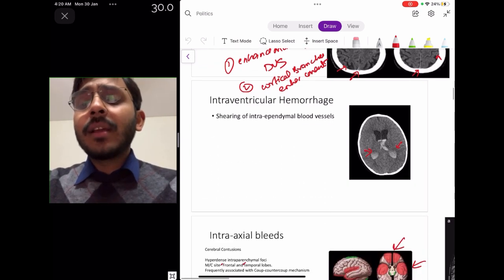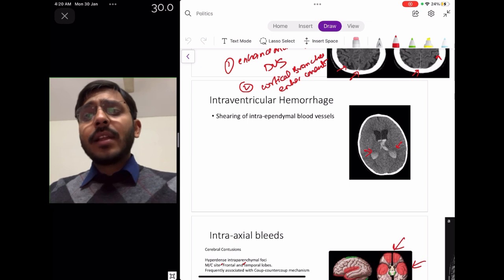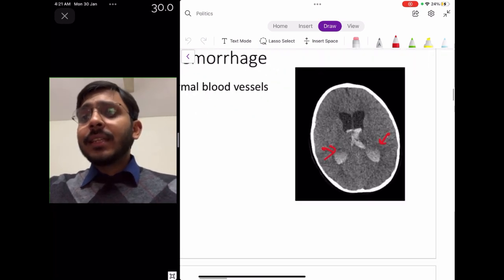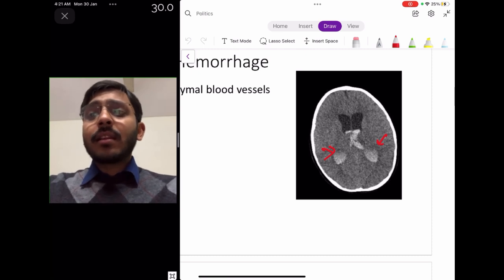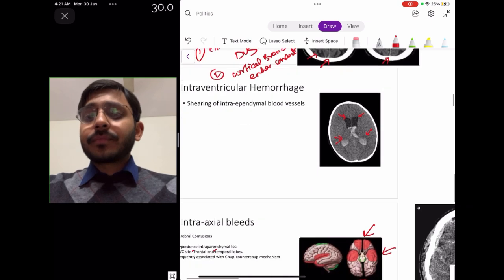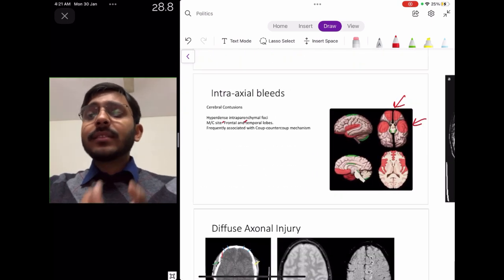Now, intraventricular hemorrhage. What is intraventricular hemorrhage? It occurs due to shearing of subependymal blood vessels, and here you can see that there is hyperdense content within the lateral ventricles, which is causing some hydrocephalus. Now coming on to intra-axial bleeds, the two most important intra-axial bleeds are cerebral contusions and DAI.